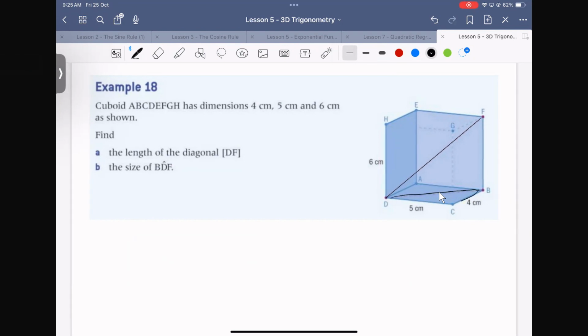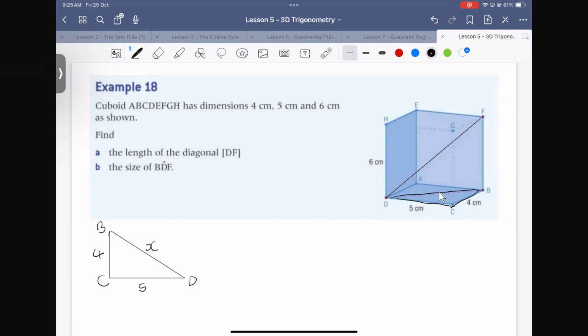Do you see this triangle down here on the base? What are the letters of the vertices for that triangle? I'm going to draw it as a right angle triangle here. So we have B, C, and D. BD we're going to try and find. What is the length of BC? This one's 4. And the other side? 5. And this is the one that we're after.